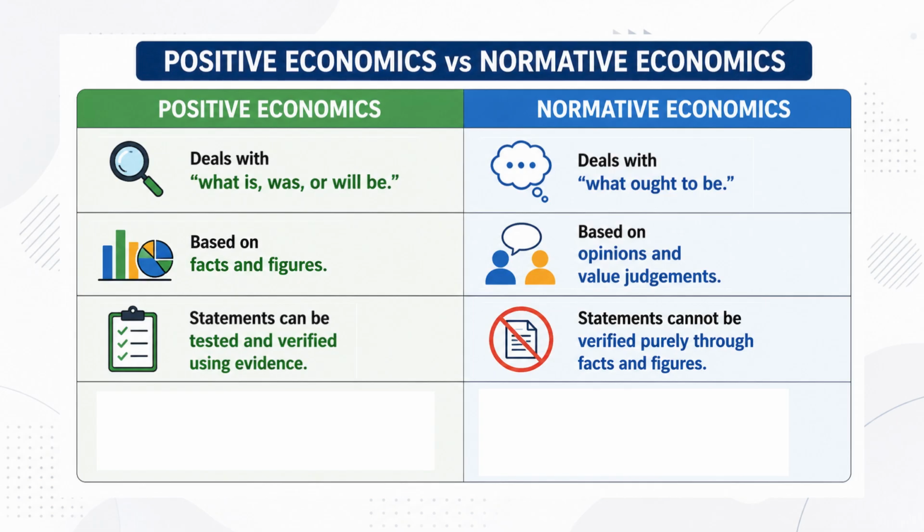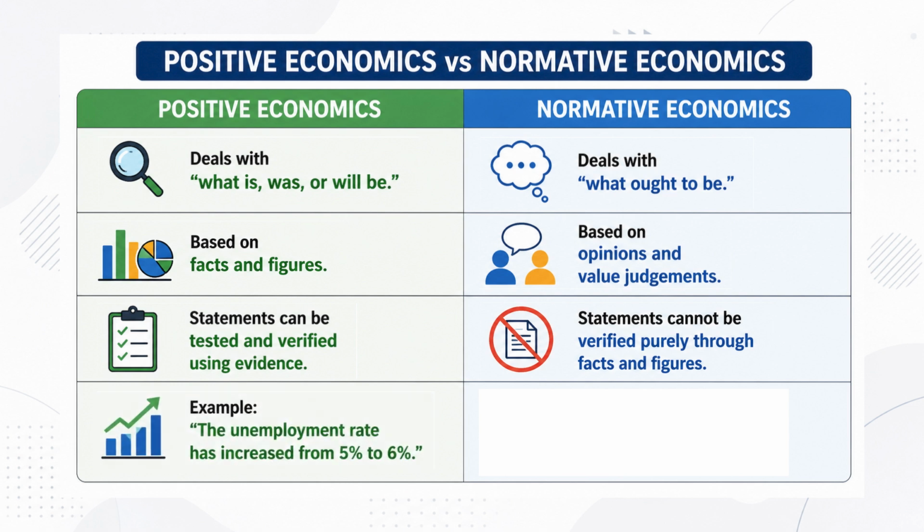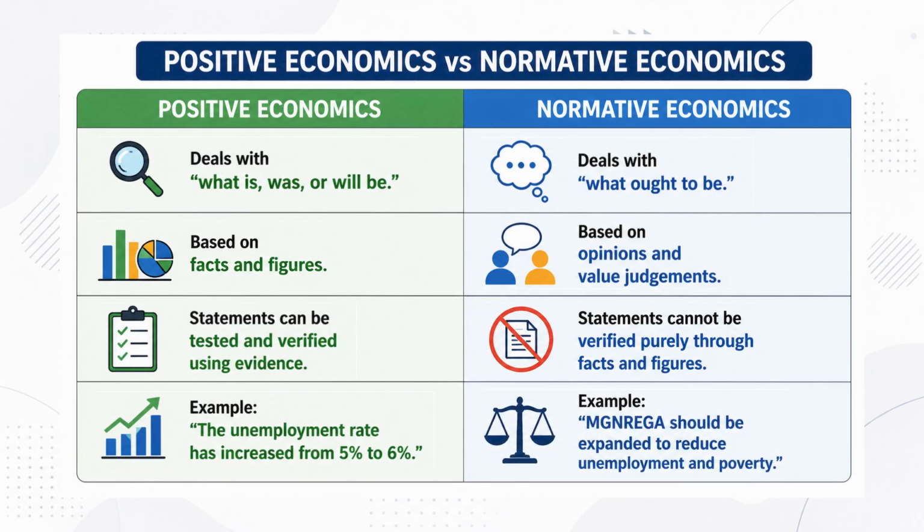For example, the statement, "The unemployment rate has increased from 5% to 6%," is a positive economic statement. On the other hand, the statement, "MGNREGA should be expanded to reduce unemployment and poverty," is a normative economic statement.